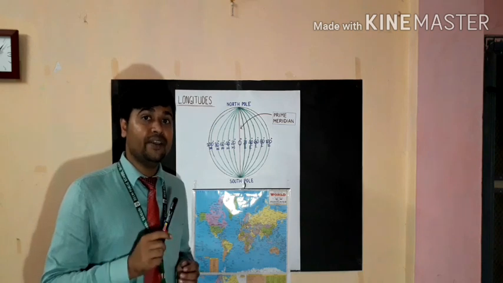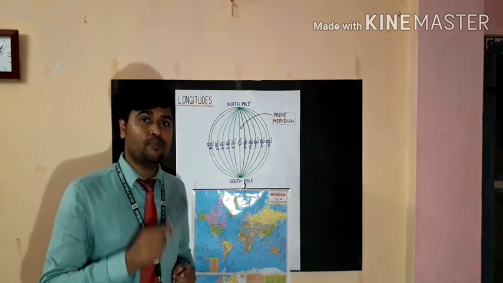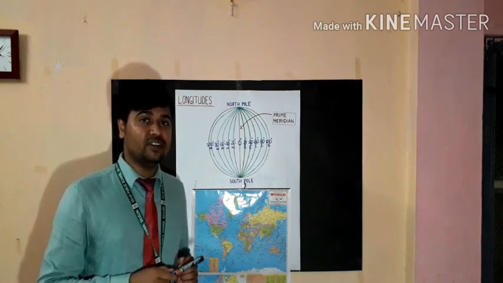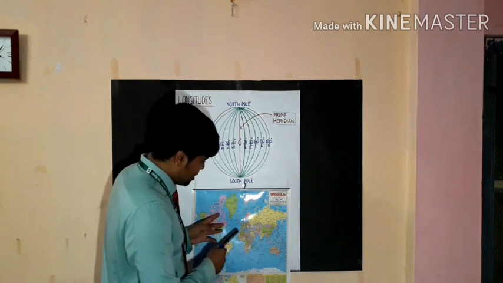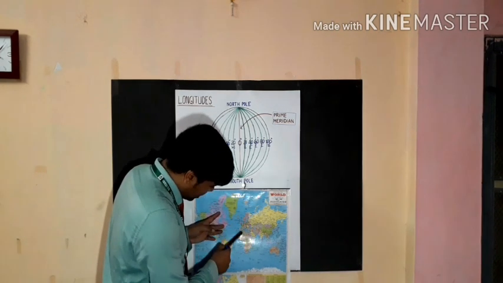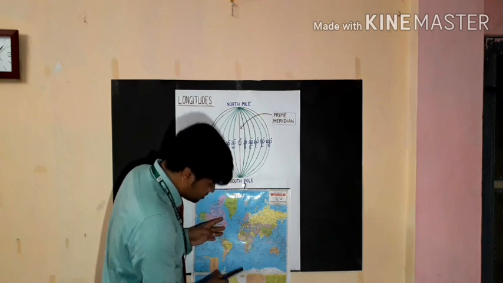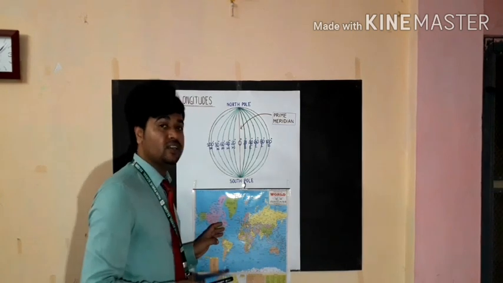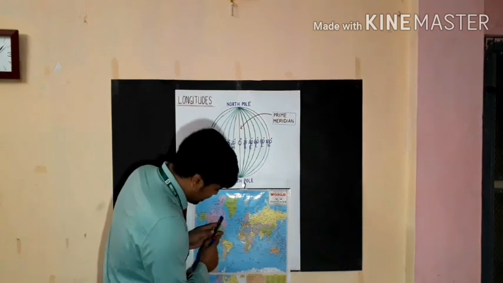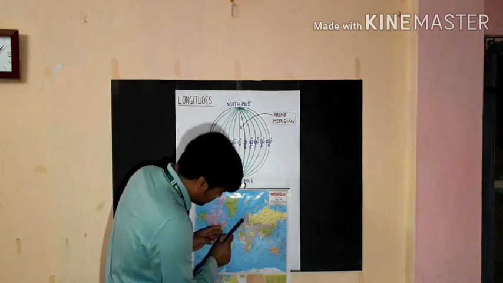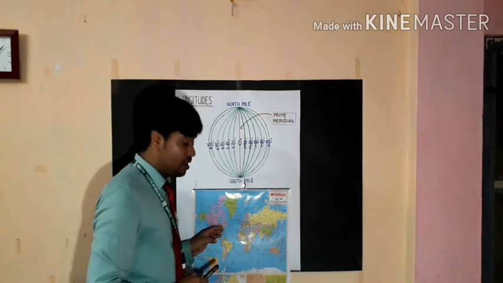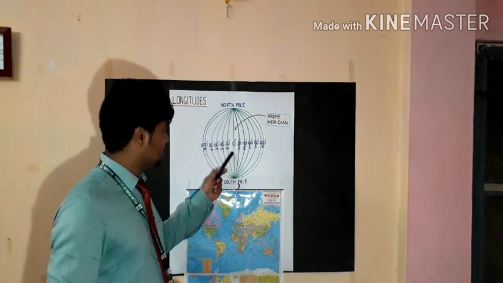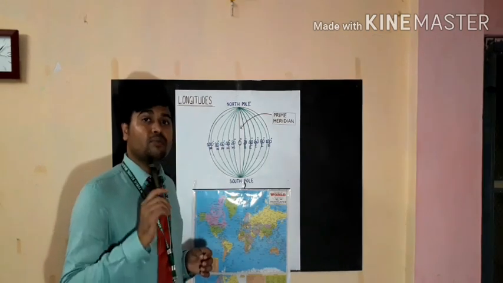I will show you on the map which one is the prime meridian and where the British Royal Observatory is located. So, as you can see, this line is marked as 0 degree. This meridian is actually the prime meridian, and here is the British Royal Observatory, through which the 0 degree longitude passes.